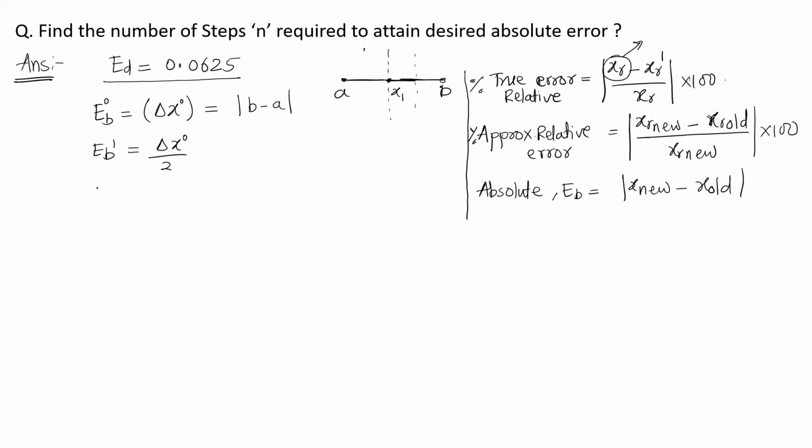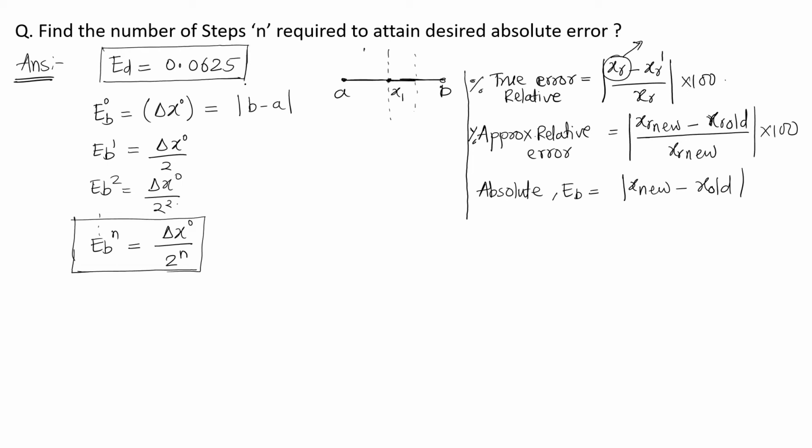So after the nth step, what can we write about the absolute error? It is equal to delta x naught divided by 2 raised to n. After the nth step we can get this much error in the bisection method. We are given the desired error here, and now we want to calculate how many steps are required to get this desired error.